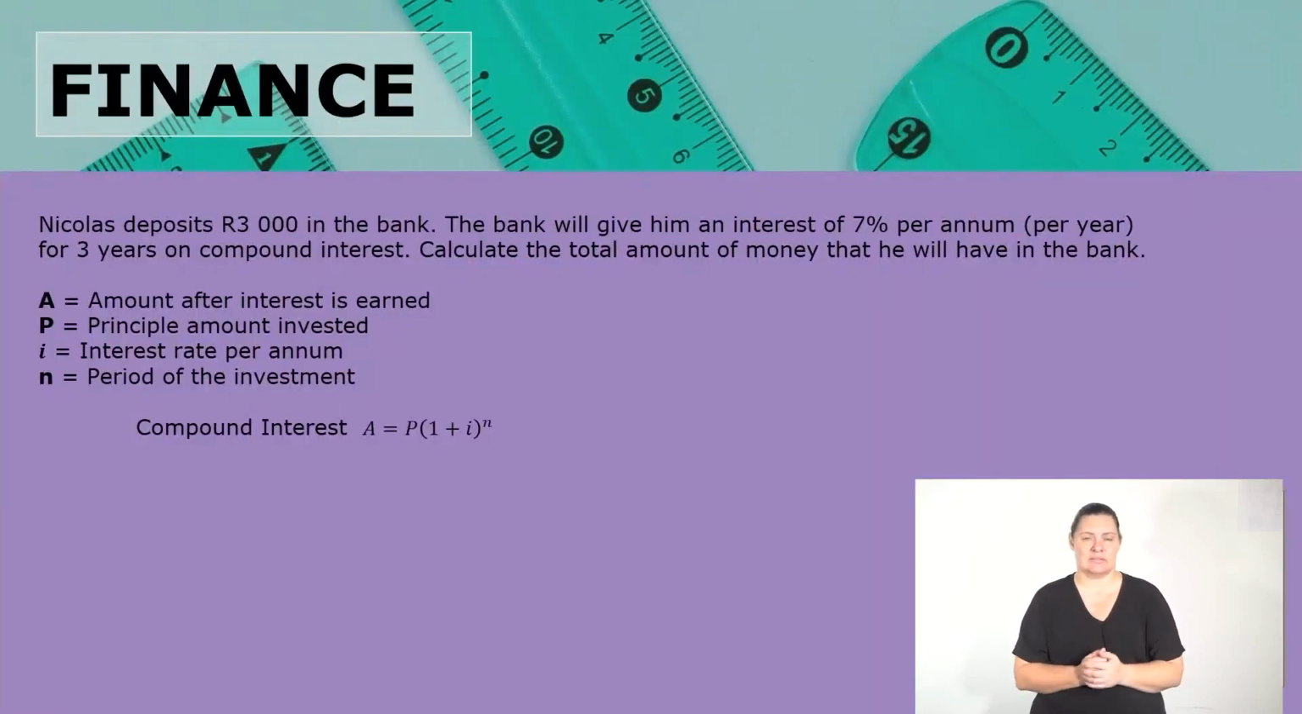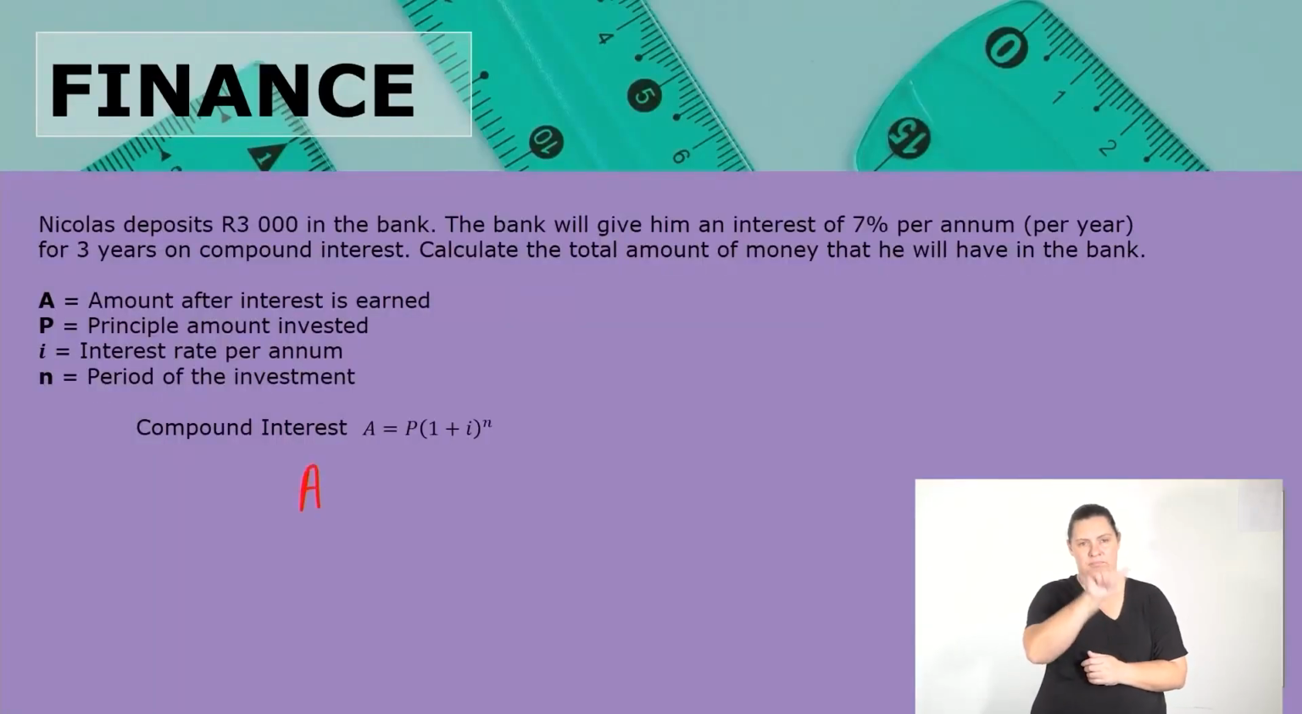So again, let's look at a simpler way to calculate this compound interest. Nicholas deposits 3,000. We're still dealing with Nicholas, 7% per annum, and that is for 3 years. So let's calculate the total amount that he will have in the bank. Again, we are still using the same variables to represent in this formula, but this formula is different from the one of simple interest. Here we have A is equals to P, open bracket, 1 plus I, we close the bracket, and exponent n. So that's where the difference is, the exponent n.